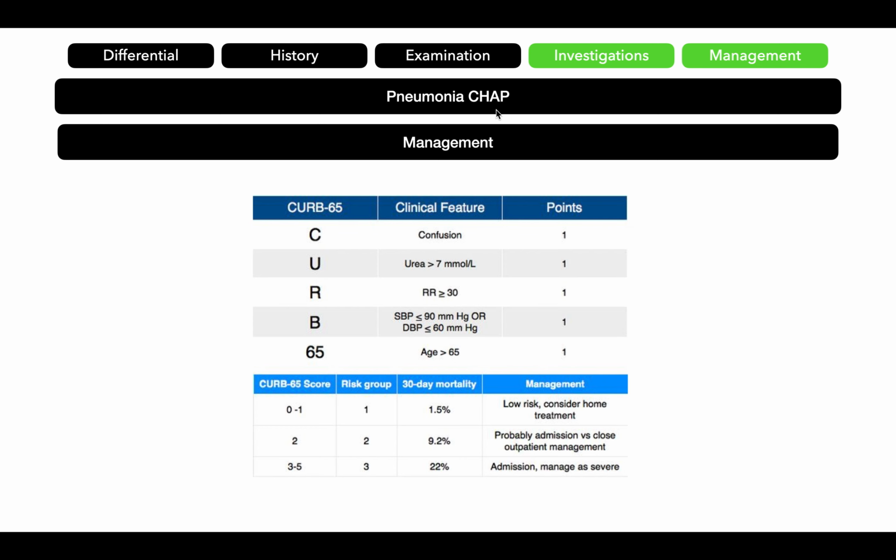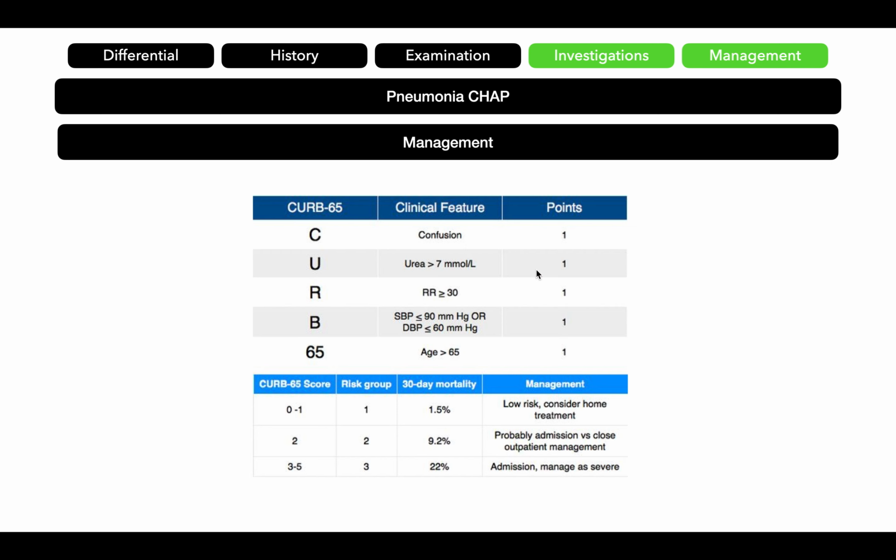Now, pneumonia, Nick's already mentioned the CURB-65 score. So this is a classification of the risk of patients with community-acquired pneumonia, not hospital-acquired pneumonia, because they're different causative organisms usually, and they have different prognosis therefore. So confusion, urea up, respiratory rate up, blood pressure down, and age 65 over.